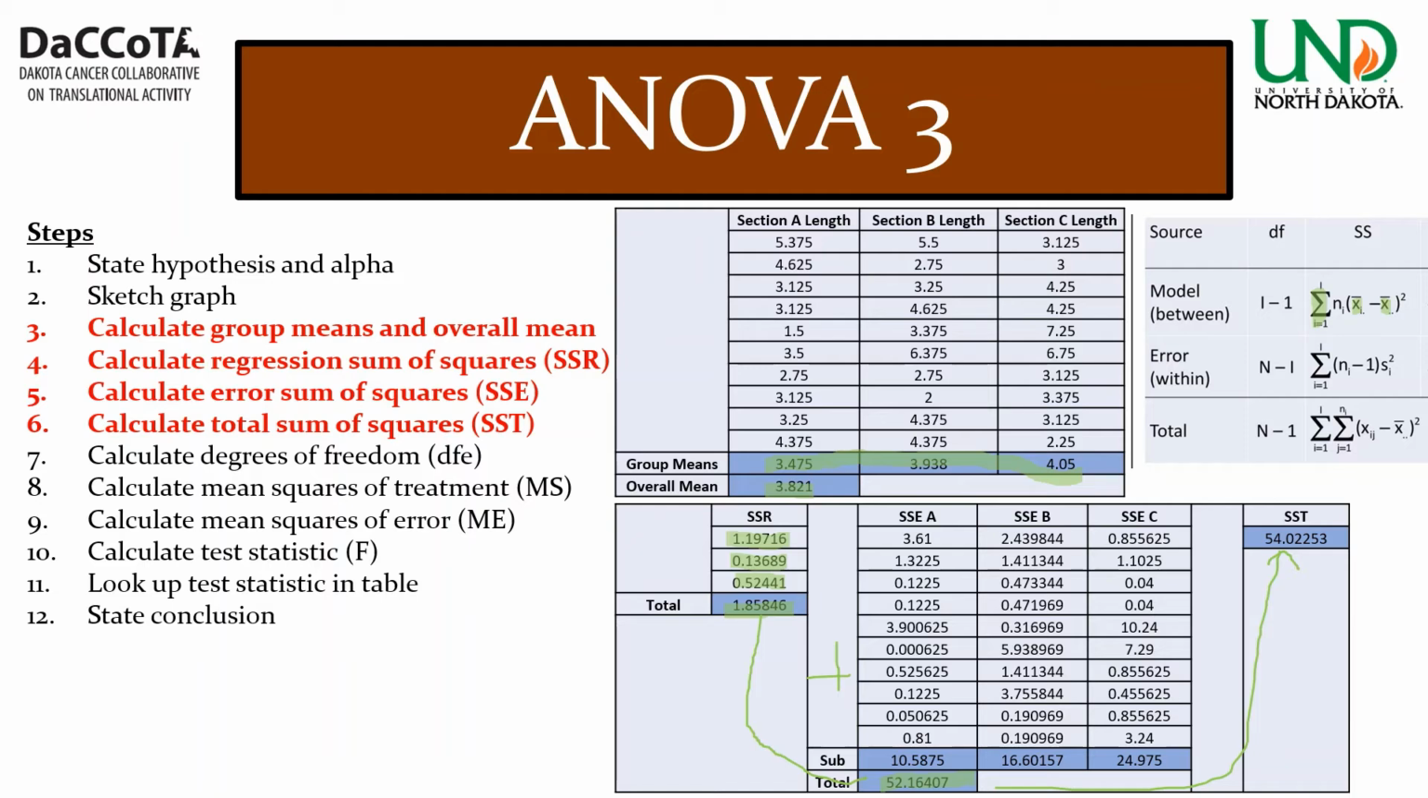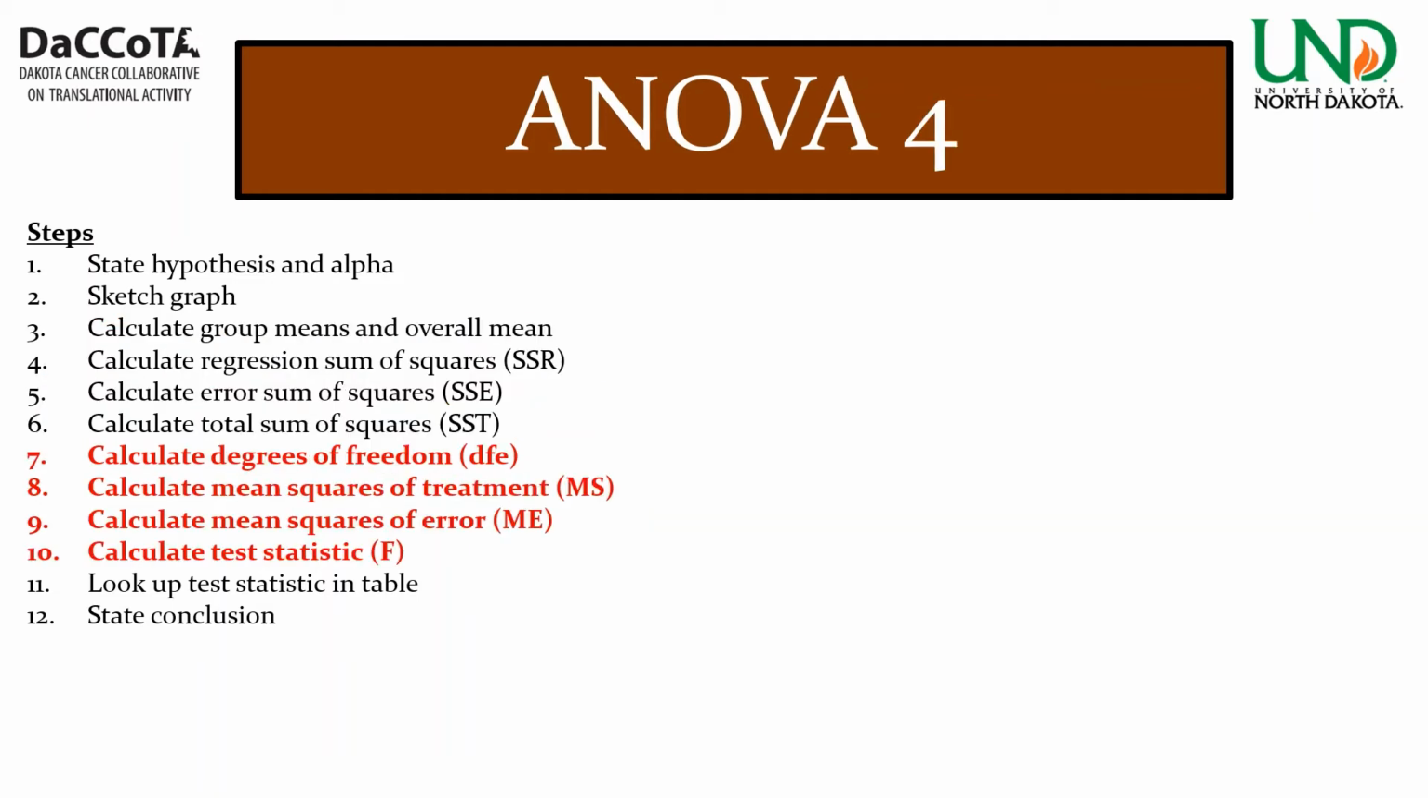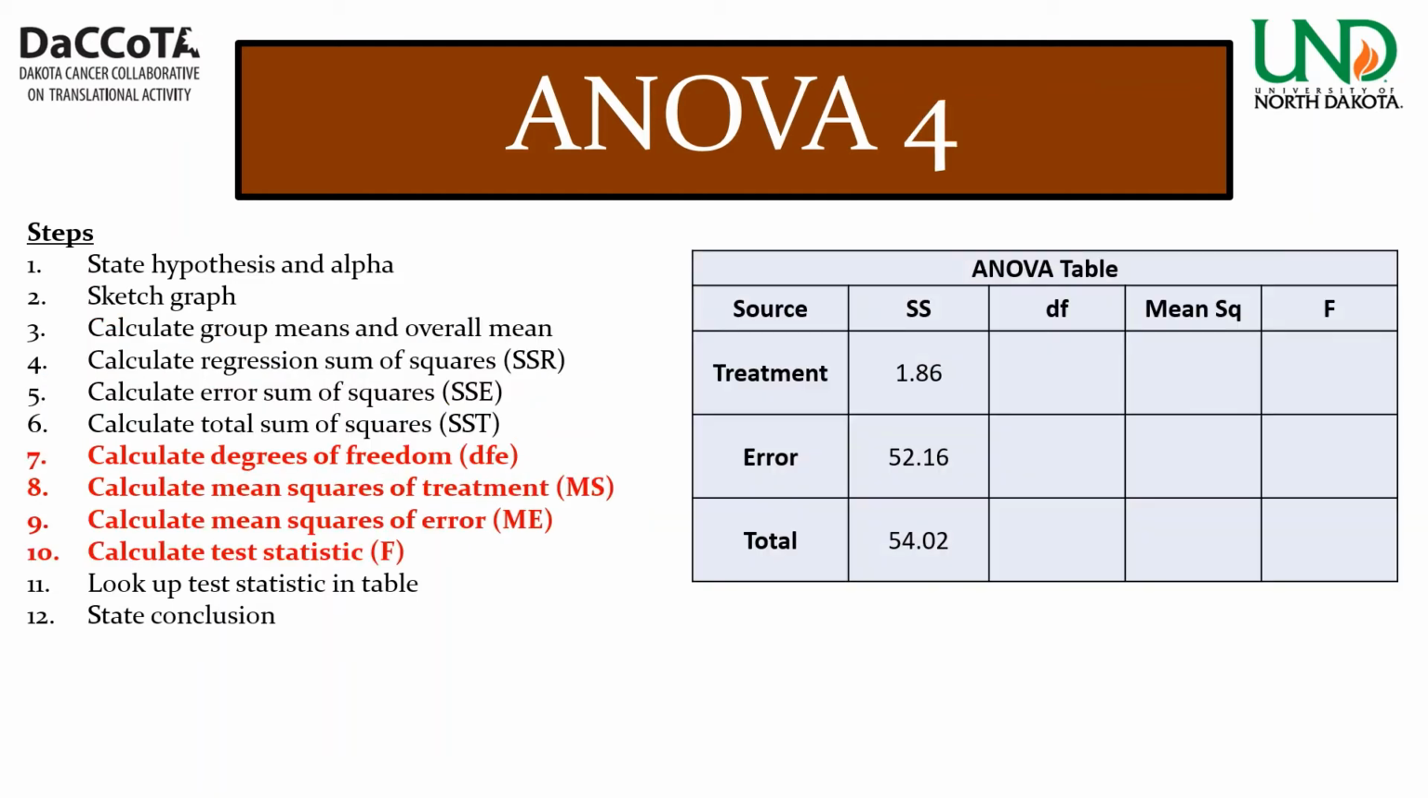Okay, moving right along here, let's calculate our different degrees of freedom and mean square. So we already have our regression and error sums of squares and the total sums of squares. Now let's get degrees of freedom. So for treatment, that's just going to be the number of groups minus 1. So we have 3 groups, A, B, and C, minus 1 equals 2.